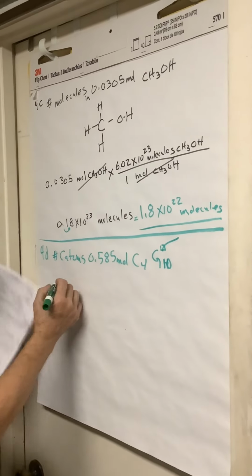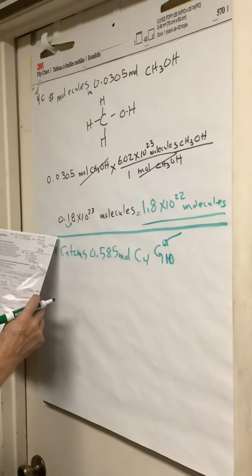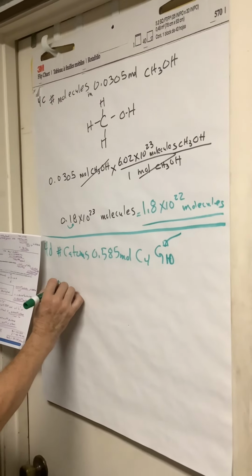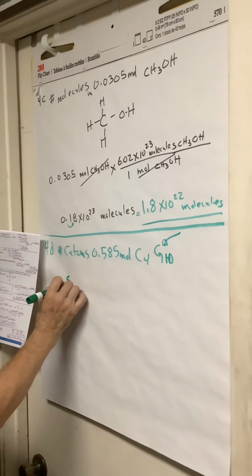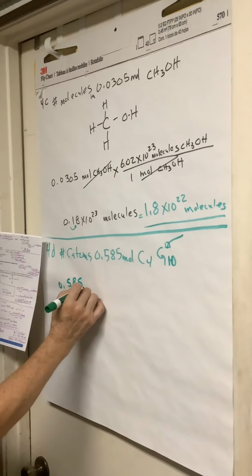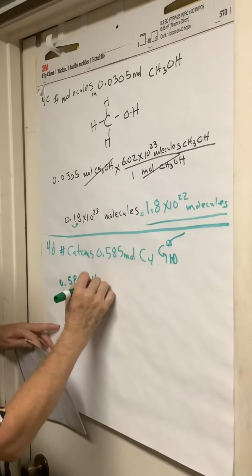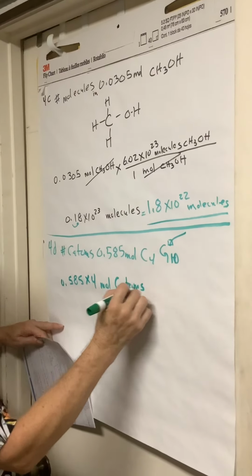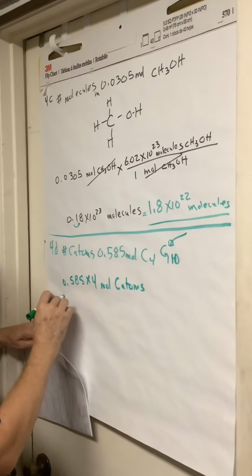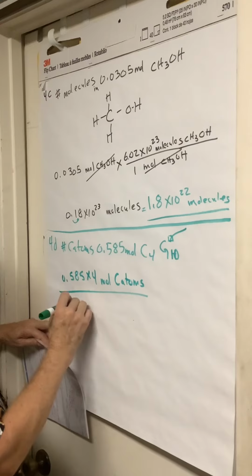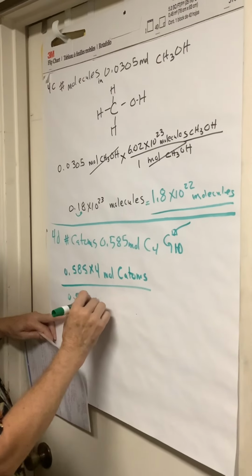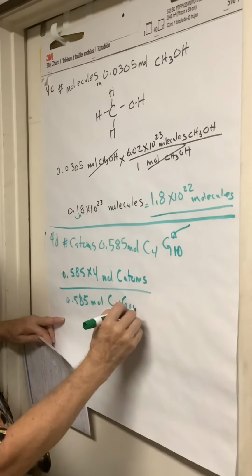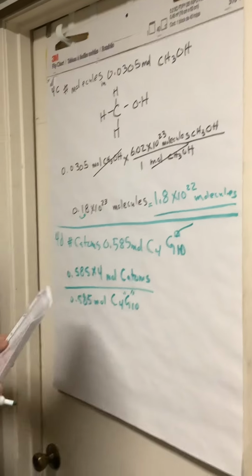So, my point is that for this, there's 0.585 times 4 moles of carbon atoms, okay, per 0.585 moles of this weird compound, C4G10. I don't know what the typo there is.